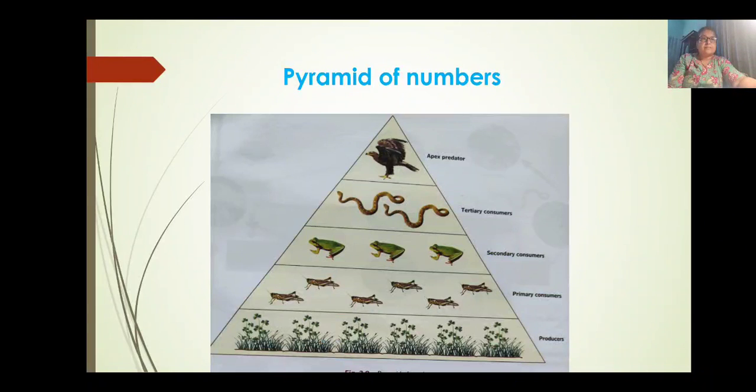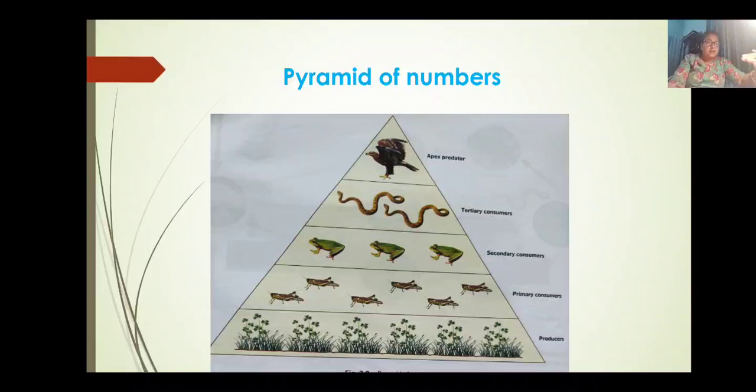Next. Now here comes the pyramid of numbers. Children, what do you mean by pyramid of numbers? Often in maths you might have studied about the pyramid, no? So what is this pyramid of numbers? See, since the diagram is displayed here on the screen, it is a representation of the numbers of different organisms at different trophic levels of a food chain.